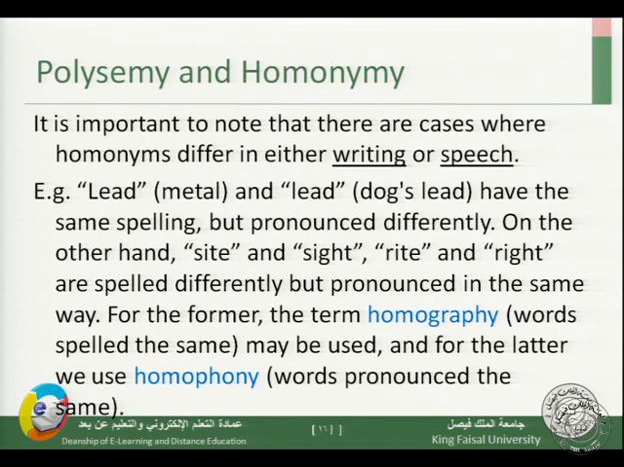It is also important to note that there are cases where homonyms differ in either writing or speech. We said they have the same shape, but sometimes the shape changes in writing, or the sound changes in speech. So we have an example here. We have lead, the metal, and lead, a dog's lead, the lead you use for dogs. If you look at those, the shape is the same. They have the same spelling, but the way we pronounce them is different. So we say lead for the metal, and lead for the dog's lead.